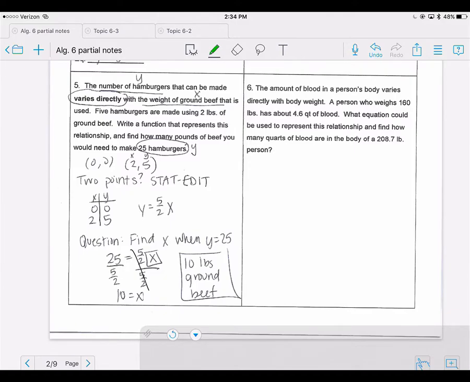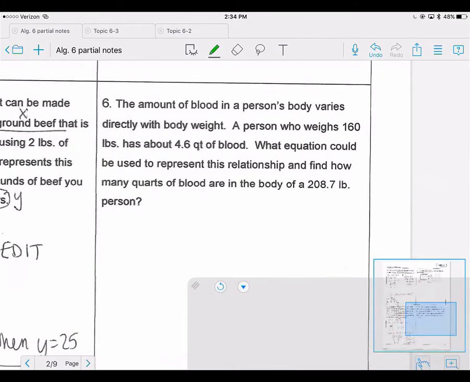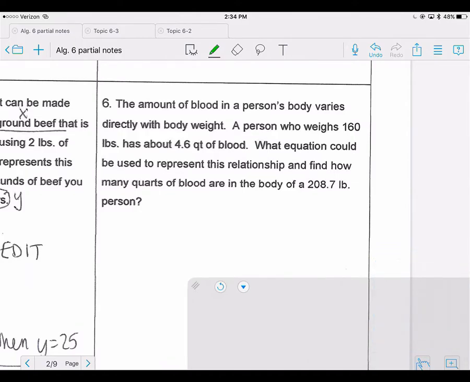So we're going to do the same thing or something similar on 6. The amount of blood in a person's body varies directly with body weight. So amount of blood is my y, body weight is x. So x is weight, y is blood. A person who weighs 160 pounds has about 4.6 quarts of blood. What equation could be used to represent this and find how many quarts of blood are in the body?